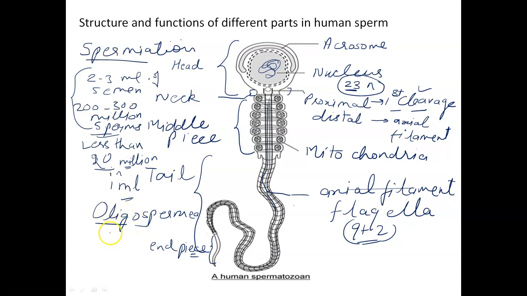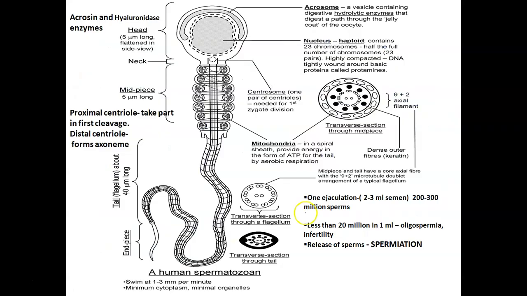Now the human spermatozoa swims in the female reproductive tract. Its speed is 1 to 3 mm per minute. Now that's all for the different parts of the human sperm and their functions. If you have missed anything, here are the different parts and their functions.